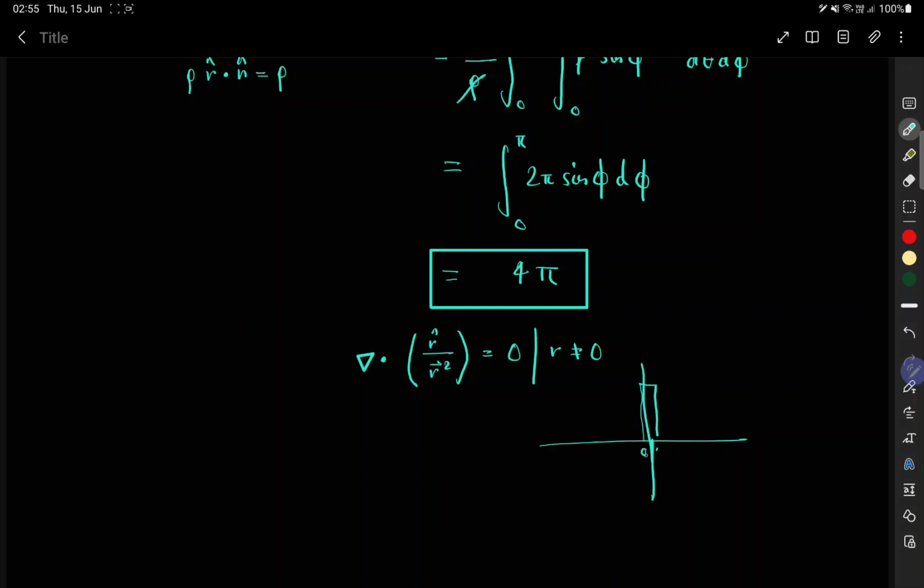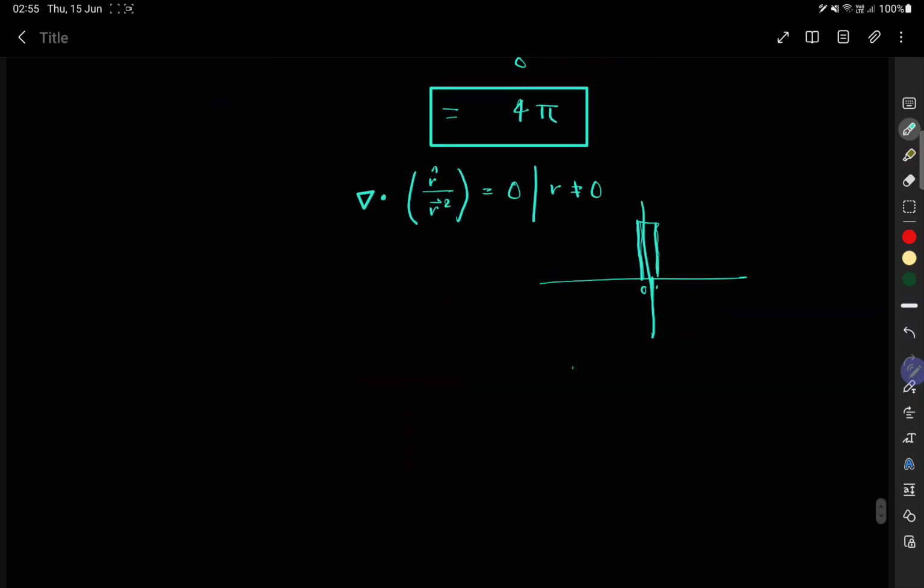This is being 0. Okay, and it needs to explode here, because otherwise you won't get this 4 pi as the value of your integral. So we define some function delta r, or delta x basically, in such a way that it is 0 everywhere where x does not equal 0, and it is basically approaching infinity when x equals 0.